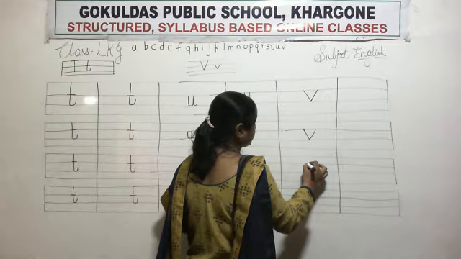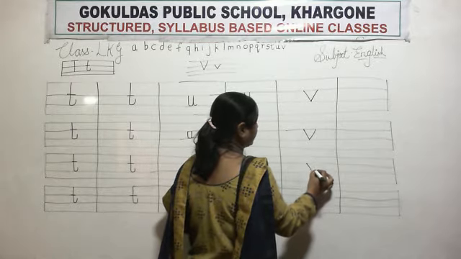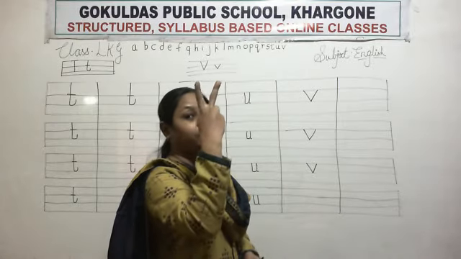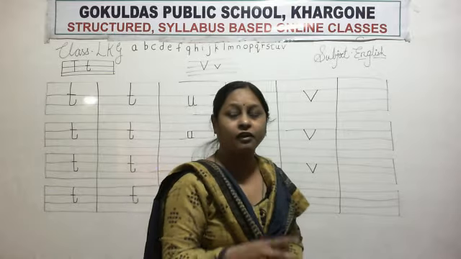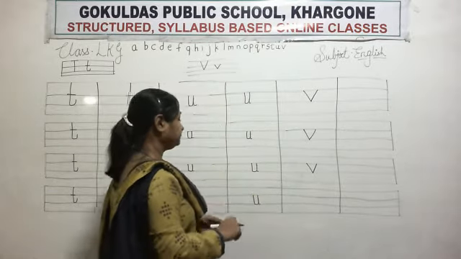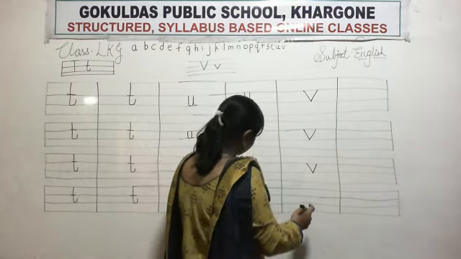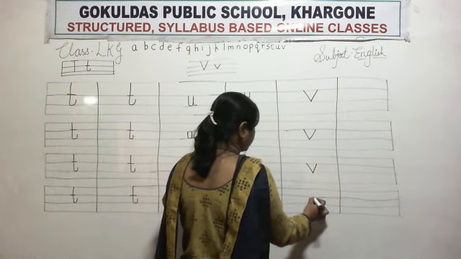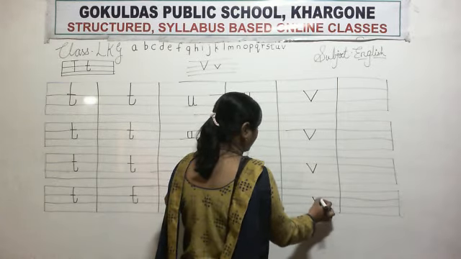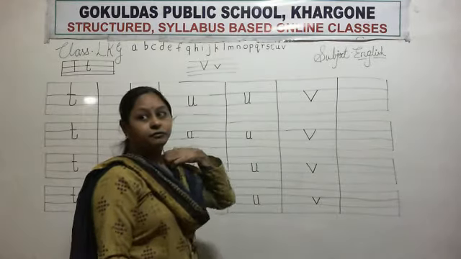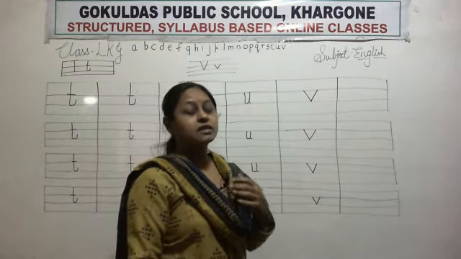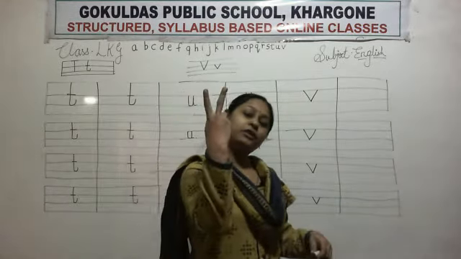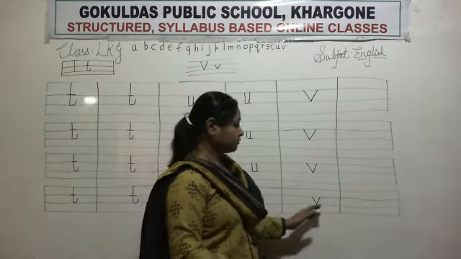Right, start writing. Slanting line down, then slanting line up. Which letter is this? Letter V. V for victory. Yes, next line. Slanting line down, slanting line up. Small letter V. V for vase, V for van, V for violin, V for victory. And the sound of V is V.